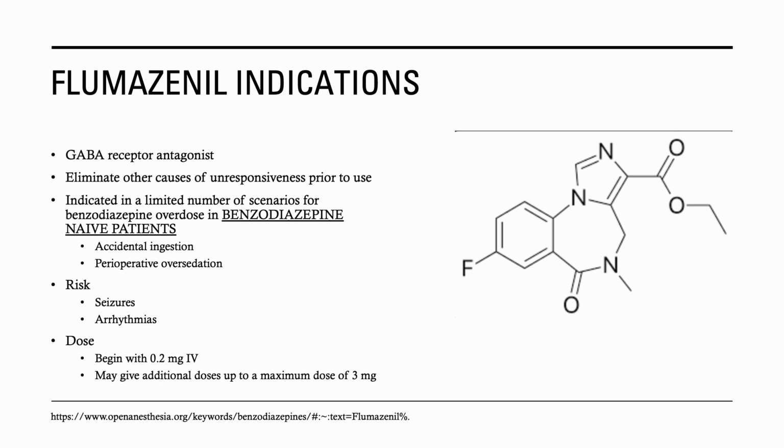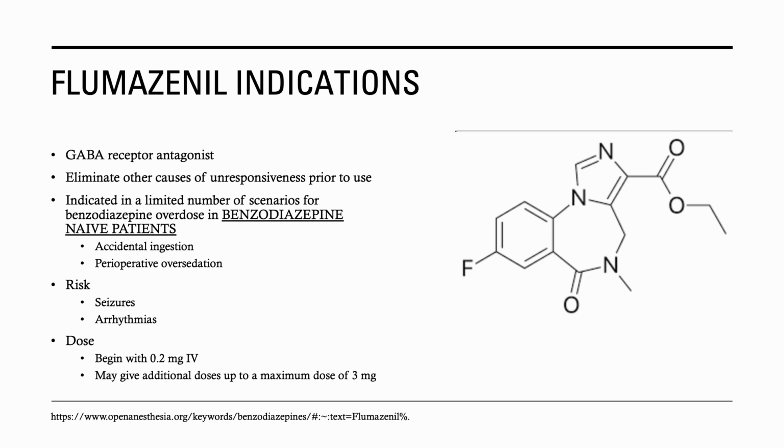Now, there are a limited number of indications where Flumazenil use is appropriate, and we should always make sure that it is used only in benzodiazepine naive patients, mostly for accidental ingestion or perioperative oversedation. That one is more relevant in our line of work. Now, why is it important to give this only to benzodiazepine naive patients? Patients who are not naive to benzodiazepines are at high risk for seizures if given Flumazenil. Patients are also at risk for arrhythmias.